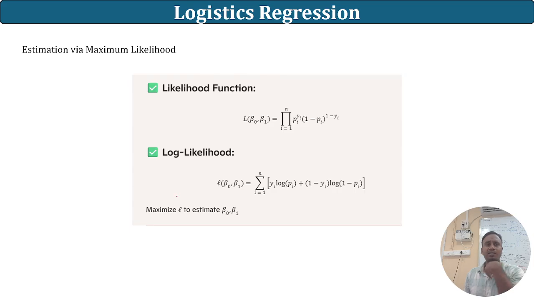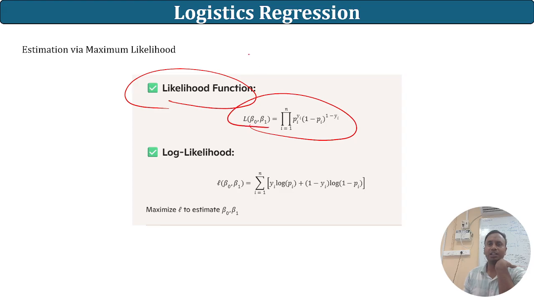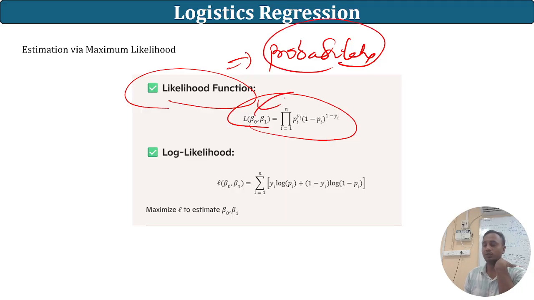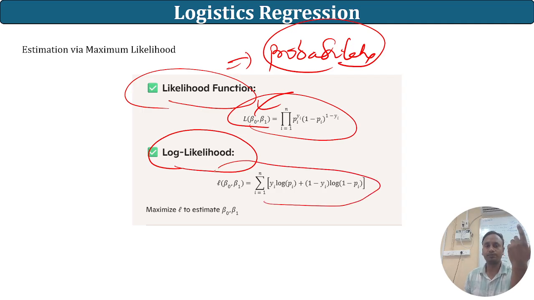In that, some terms come, like the likelihood function. Again there is some formula. The likelihood function is related to probability, and we have to maximize it actually. When we talked about the error, we said we should minimize it, but here we have to maximize. Then log likelihood, same thing, we just take the logarithm.